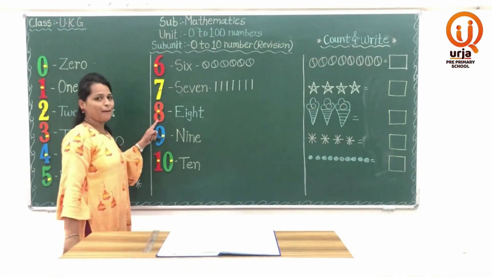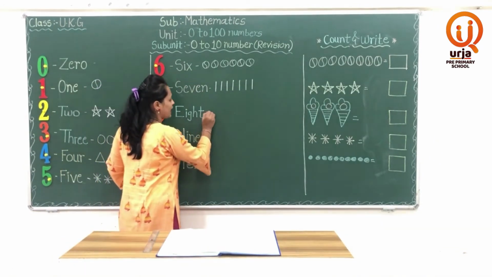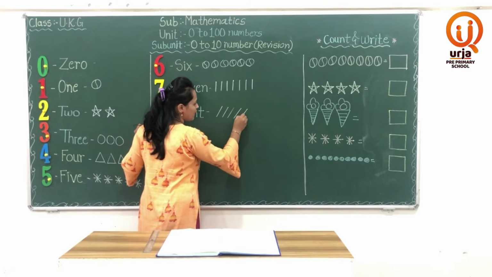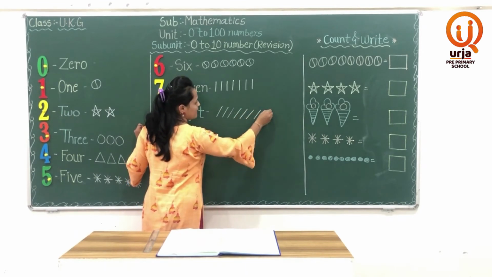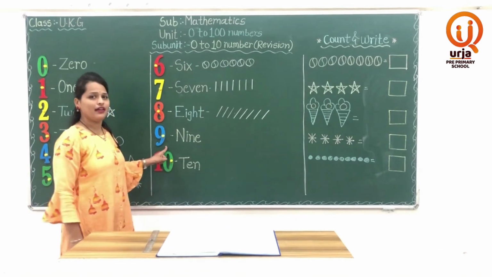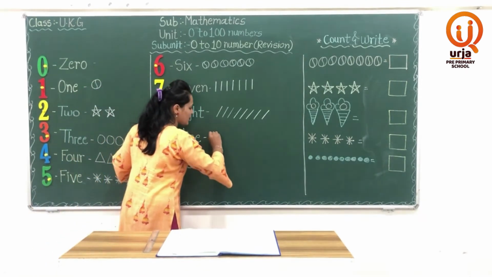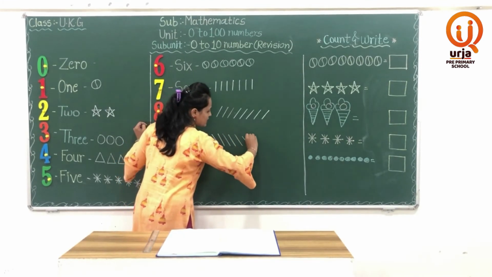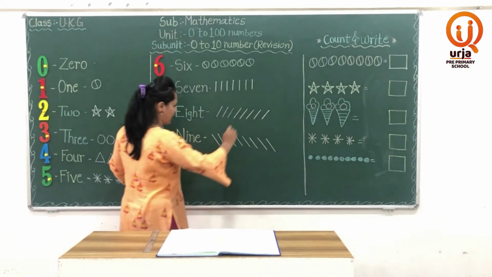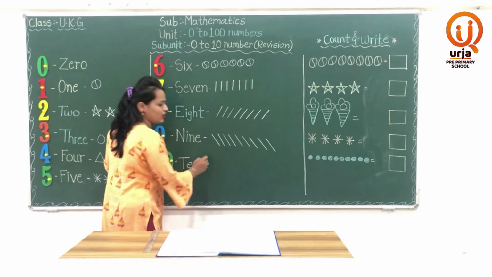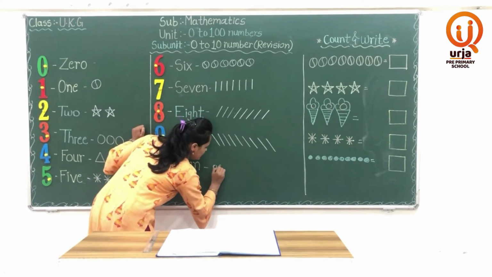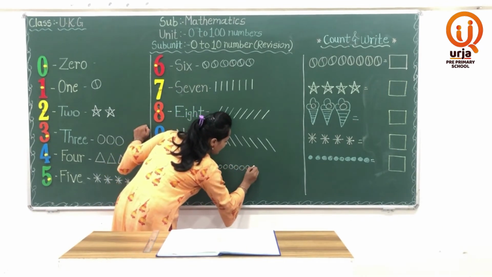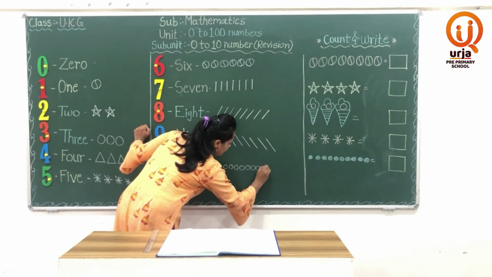1, 2, 3, 4, 5, 6, 7. Next number 8. Number 8 denotes 8 objects. 1, 2, 3, 4, 5, 6, 7, 8. Number 9. 9 denotes 9 objects. 1, 2, 3, 4, 5, 6, 7, 8, 9. And the last, number 10. 10 denotes 10 objects. 1, 2, 3, 4, 5, 6, 7, 8, 9, 10.